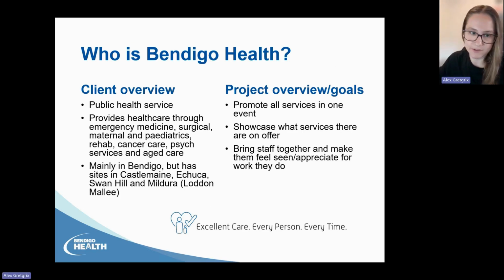They are a public health service that sit primarily in Bendigo, but they do have sites in Castlemaine, Echuca, Swan Hill, and Mildura, which is in the Loddon Mallee region of Victoria. They cover a lot of healthcare providers: emergency medicine, surgical, paediatrics, cancer care, psych services, and aged care. And also, they have domestic services, so food assistance, gardeners, all that sort of stuff that keep the hospital going.